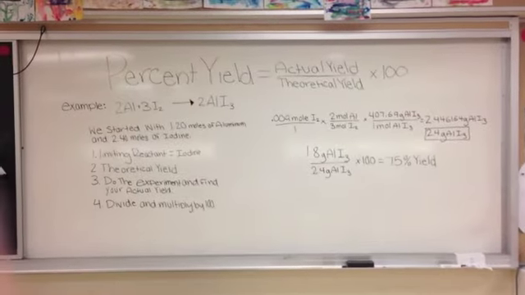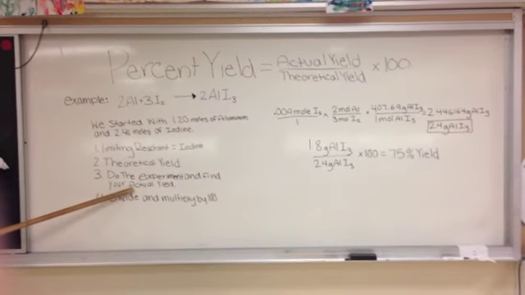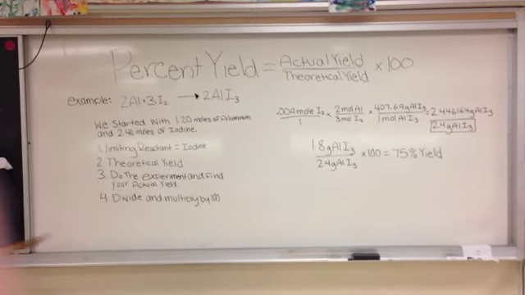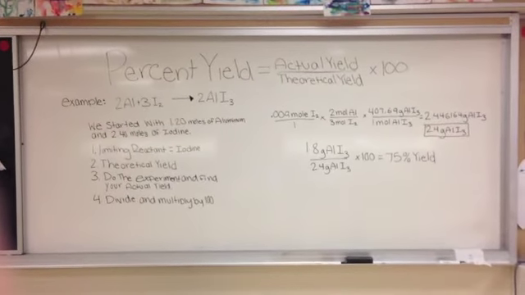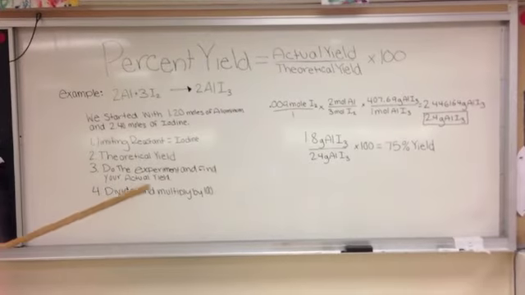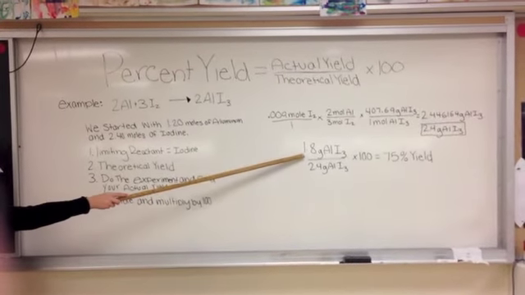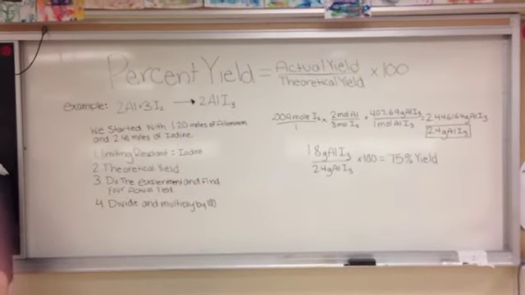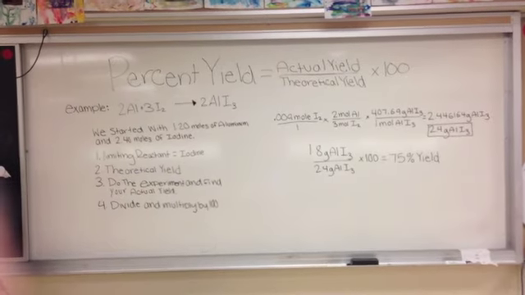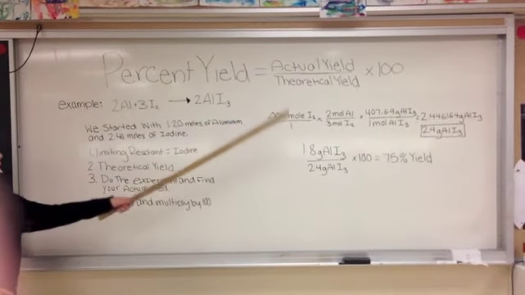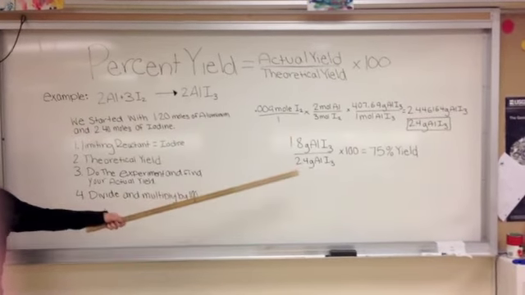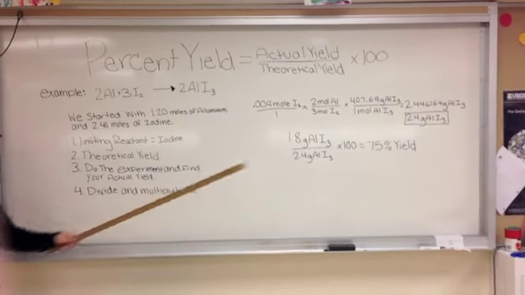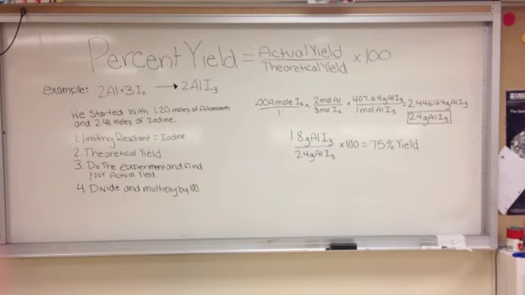Once you find the theoretical yield, you do step 3, which would mean you do the experiment and find your actual yield. Your actual yield is the amount that you end up with at the end. So in the actual experiment, we ended up with 1.8 grams of AlI3. We then divide that by the theoretical yield, which is 2.4 grams of AlI3, multiplied by 100 equals a 75% yield.